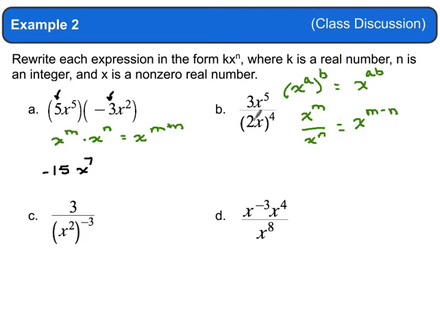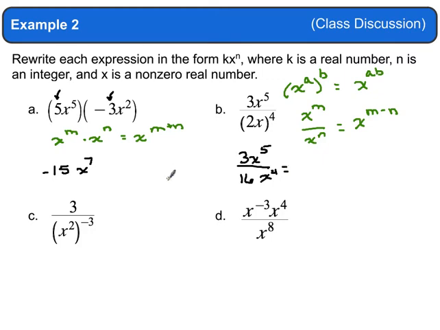So 2 times x, and we have everything raised to the 4th power. So that means our answer in the denominator is going to be 2 to the 4th power. And we can calculate that, and I would just recommend you grab a calculator if you don't know what that is. So 2 to the 4th power is 16. And then 1 times 4 is 4, so you get x to the 4th power.